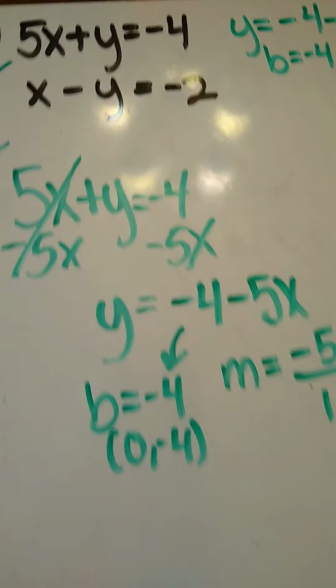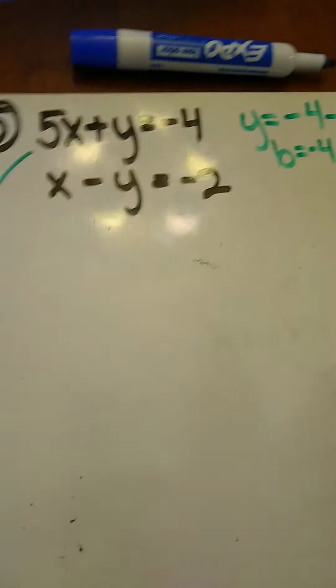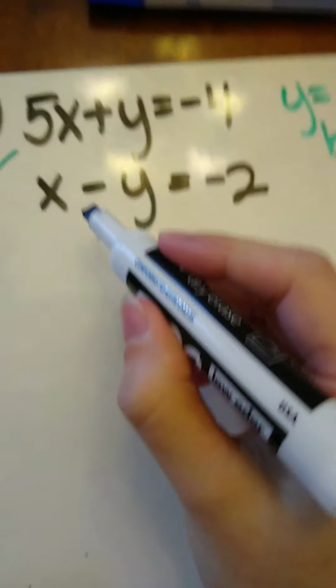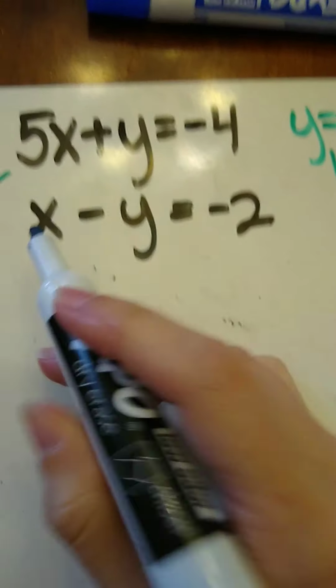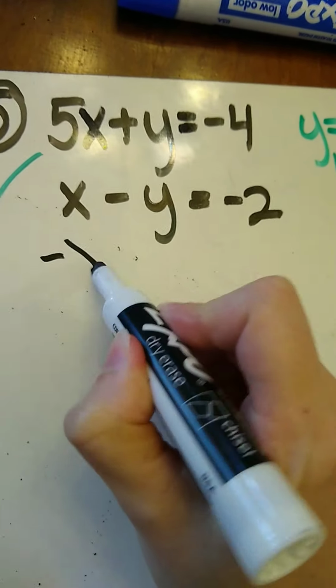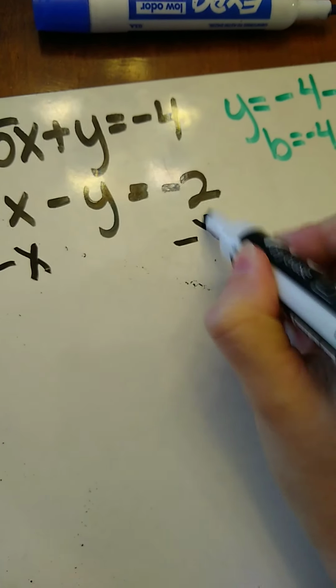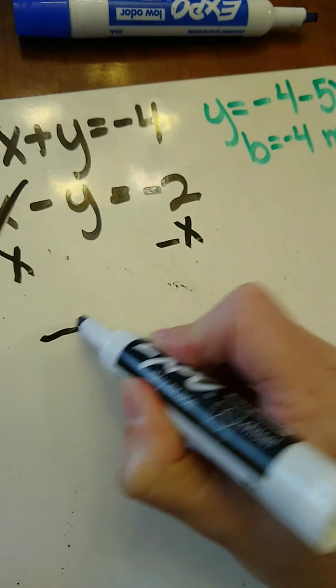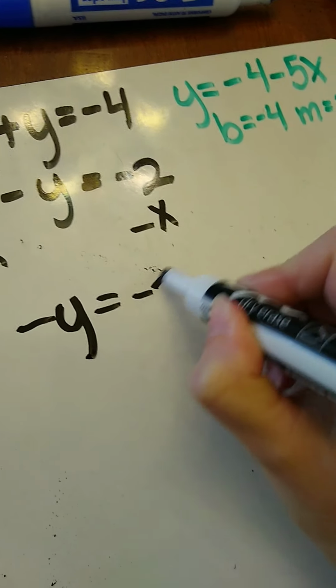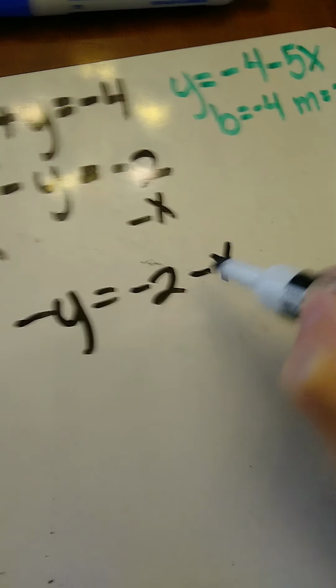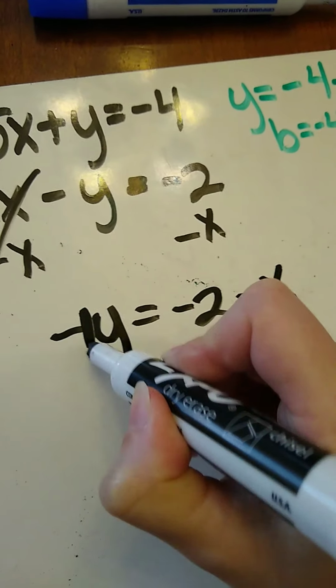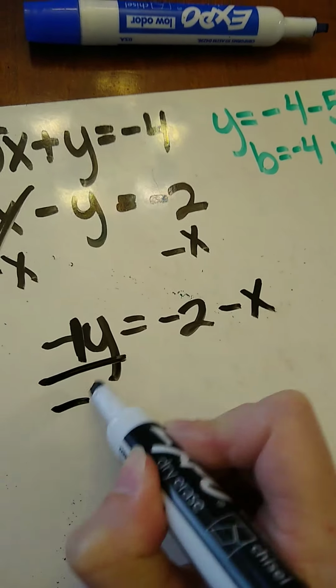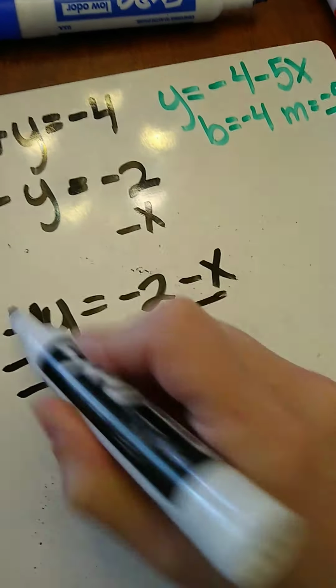All right, and then for the second line, I will do in black because obviously my colored markers are dying. So the second line, still got to get y by itself, which means the x has to go first. So I'm going to subtract the x, cross that out. So I've got -y is equal to -2 minus x. Can't have that negative right there. It's really a -1. So I'm going to divide by -1 on both sides to get rid of it.